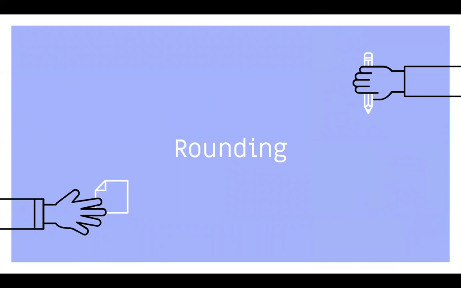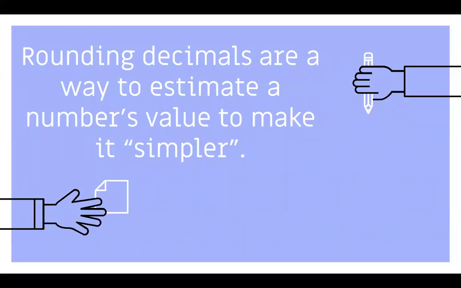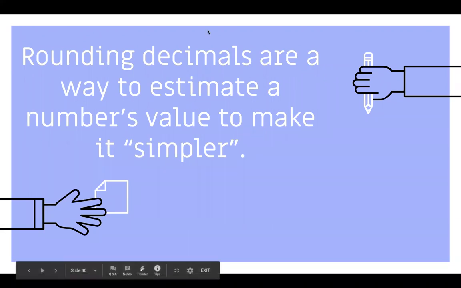Now let's talk about rounding decimals. Rounding decimals are a way to estimate a number's value to make it simpler. You've probably heard of rounding, right? Rounding 15 to 20 or 99 to 100, and so on. But just in case you are unfamiliar with rounding, or just want to learn a little bit more about it, I can show you that for sure.